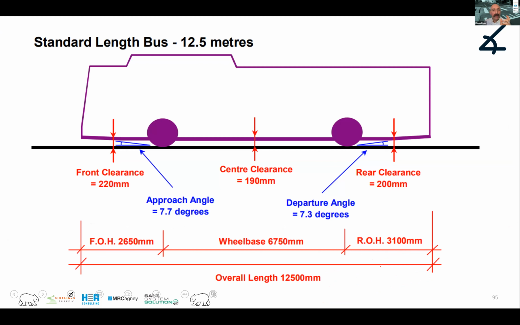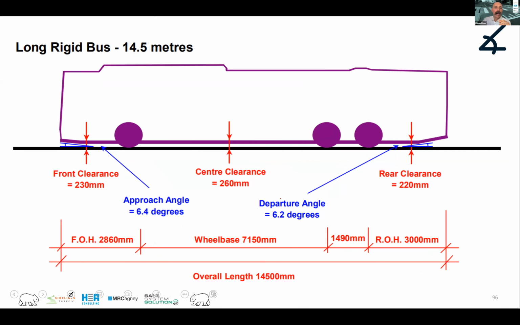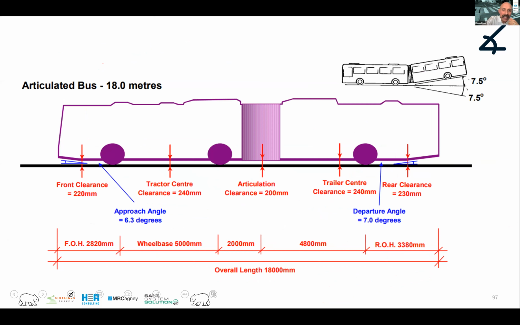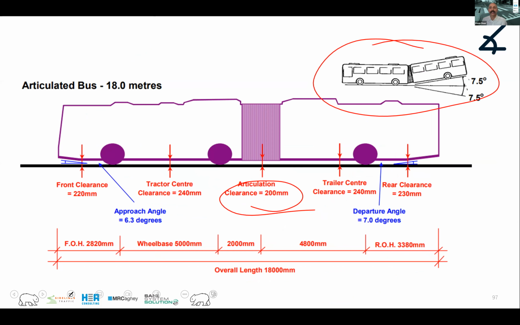A more common passenger bus, and we've got different ones, 12.5 meter. We're talking some decent clearances, 190 here, and you've got your long rigids at 14, and you've got your articulateds, and they're going to get even higher. But remember, well, you can see it up there. They're going to do all sorts of funky things as they go up and down stuff.